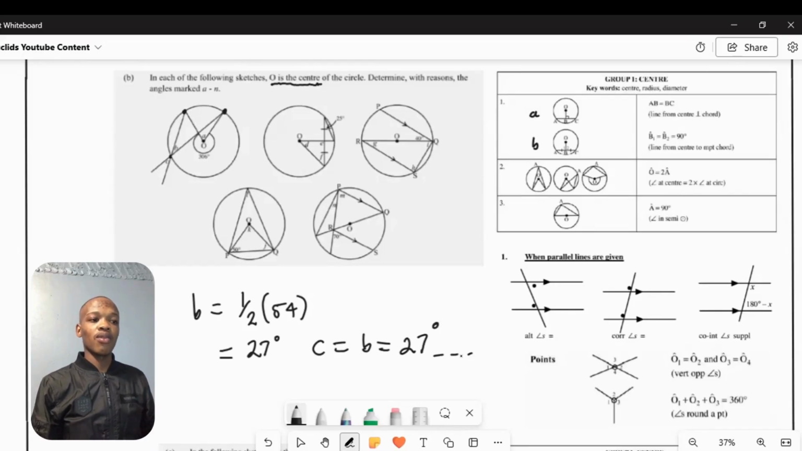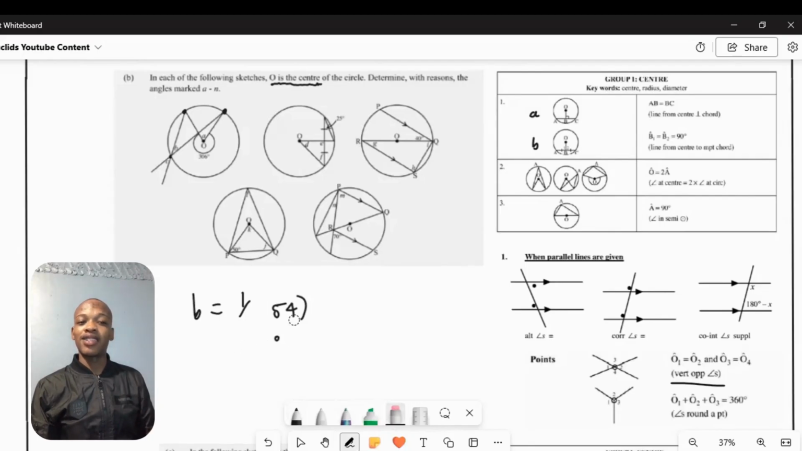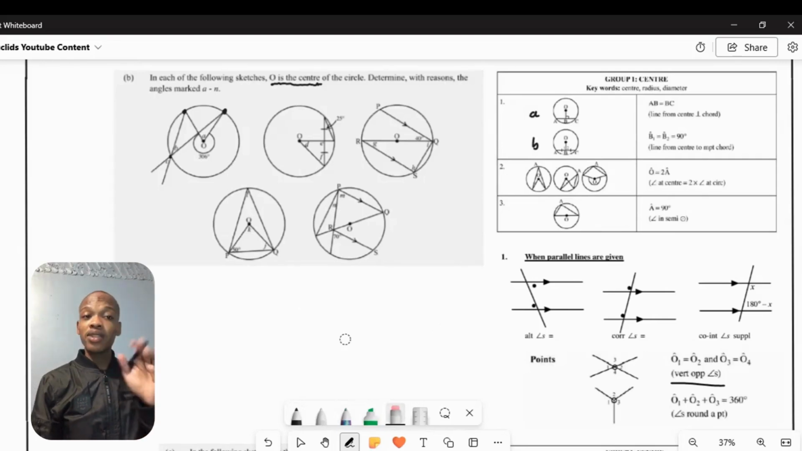The reason is vertical opposite angles. Please make sure you memorize a precise way to reason.